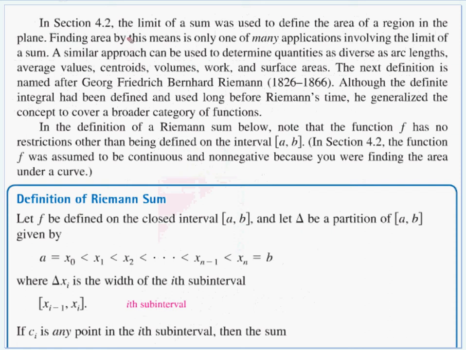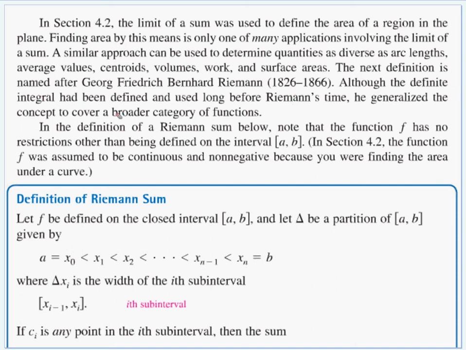Back in section 4.2, the limit of a sum was used to define the area of a region in the plane. Finding area by this means is only one of the many applications involving the limit of a sum. A similar approach can be used to determine quantities as diverse as arc lengths, average values, centroids, volumes, work, and surface areas. The next definition is named after Georg Friedrich Bernhard Riemann. He only lived from 1826 to 1866, only 40 years, but his contributions to math were huge.